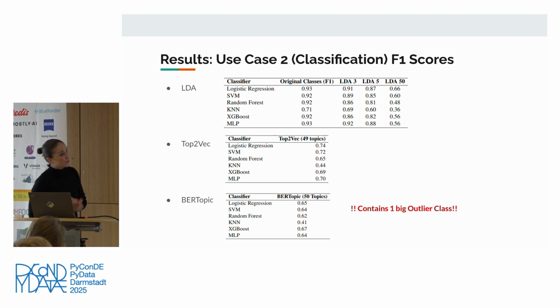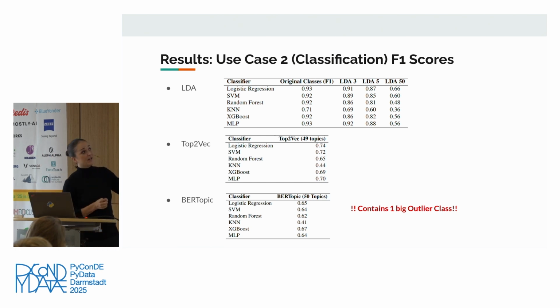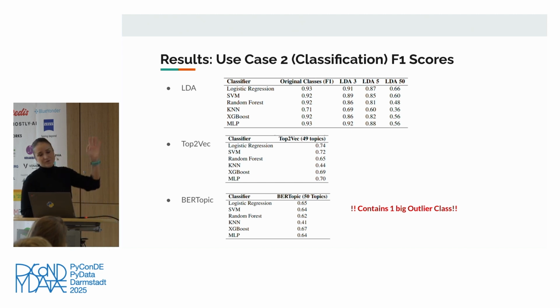Cool. Use case number 2, that was for classification. So with LDA, I just played around with LDA 3 because there were initially 3 topics. And then I just trained some out-of-the-box scikit-learn classifiers. I'm sorry, guys, I couldn't be bothered to do something super fancy. So just using scikit-learn: logistic regression, SVM, random forest, KNN, XGBoost, and an MLP. And you can see the accuracies, especially for logistic regression and MLP, for 3 topics are quite high.